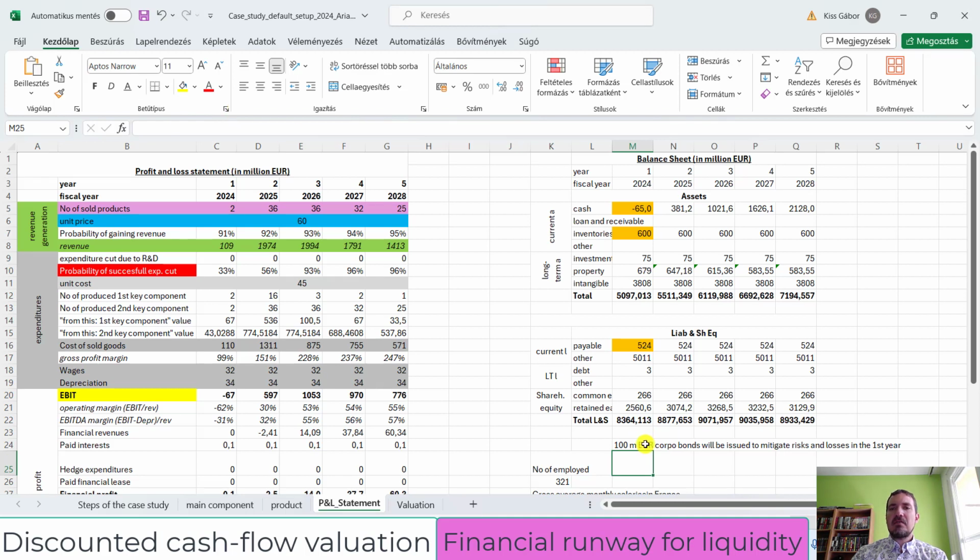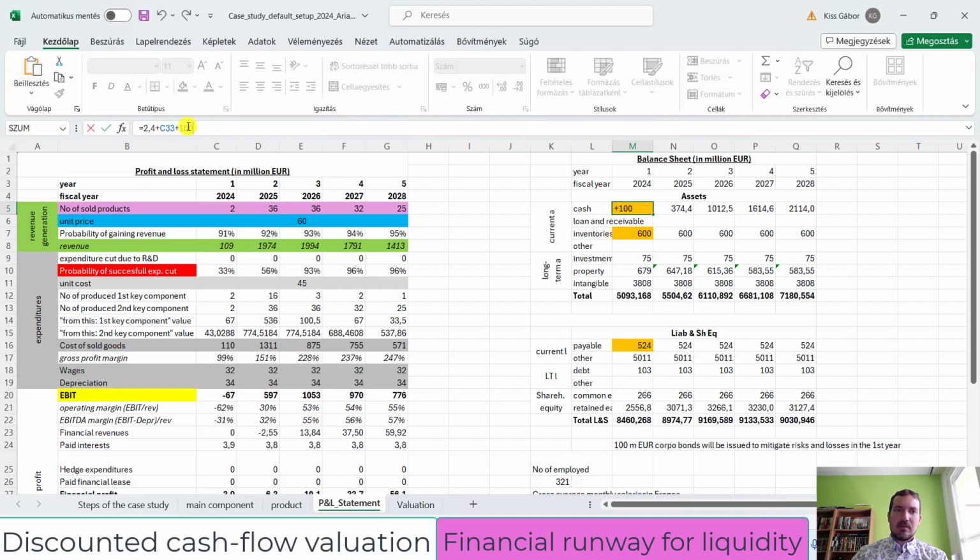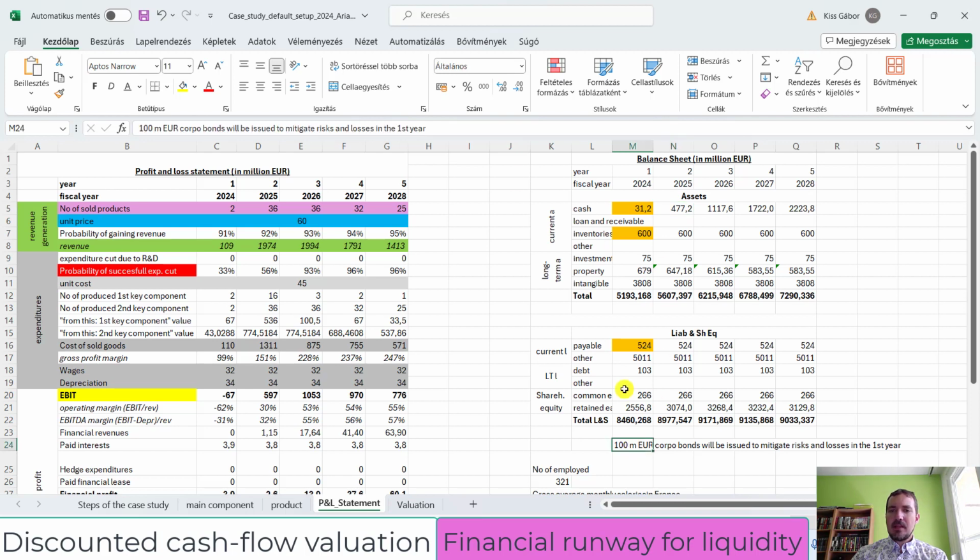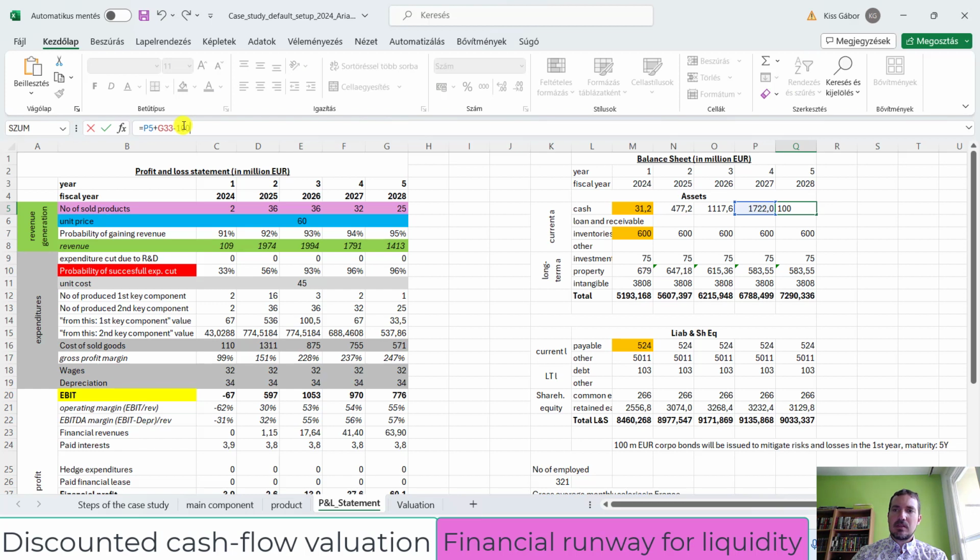So if we have higher losses, still we can survive. So that's why I'm saying that, okay, let's be reasonable. And also now we can increase our cash reserve, which is nice. And let's say that the maturity is 5 years. So after 5 years we have to pay it back. So cash reserve will be reduced by 100.